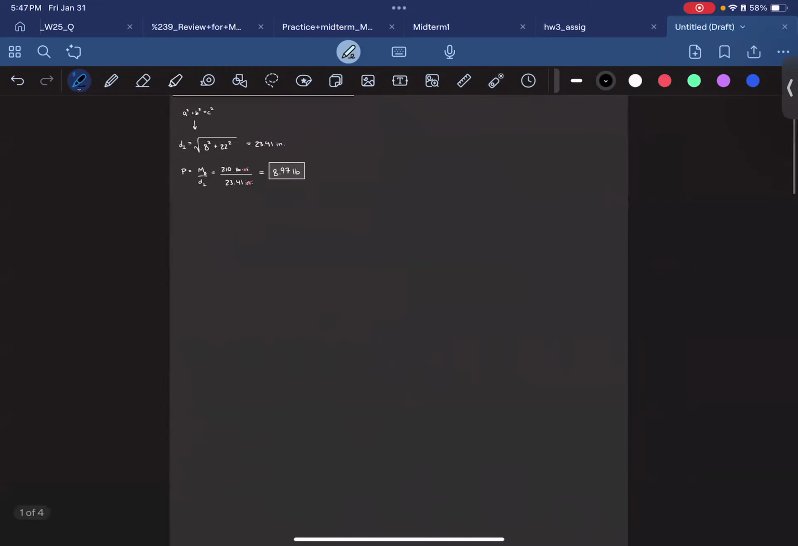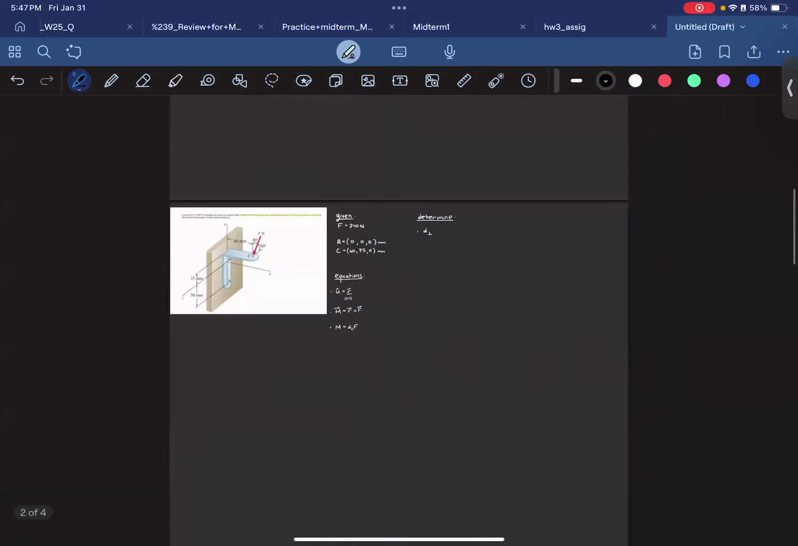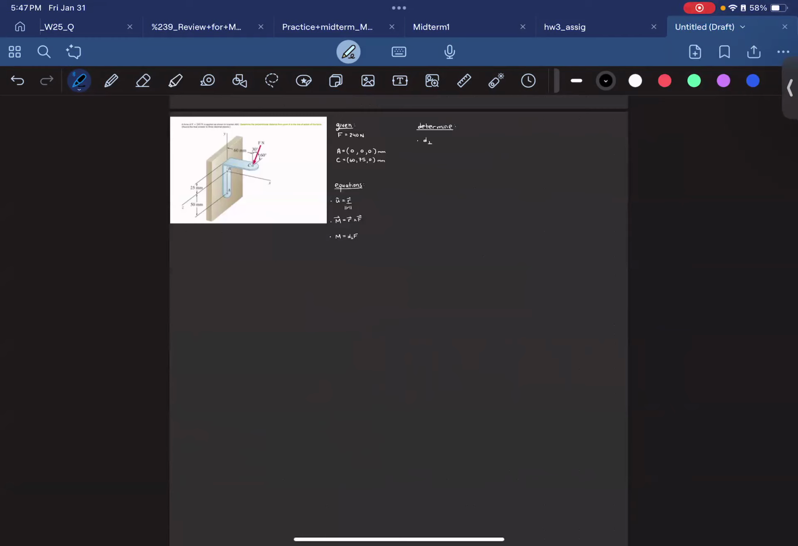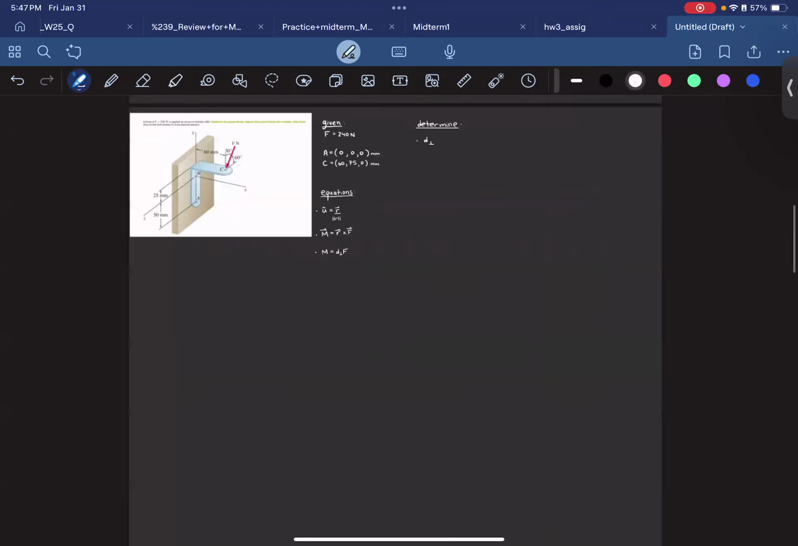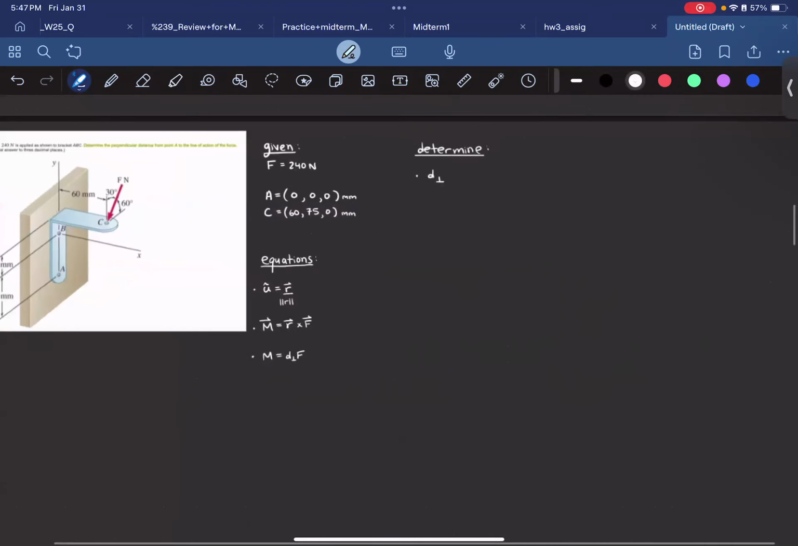So problem number 2 says that a force of F equals 240 newtons is applied as shown to a bracket ABC. Determine the perpendicular distance from point A to the line of action of the force. All right, so let's break this down. So I wrote out our givens, which is the force, as well as I denoted A as our origin.